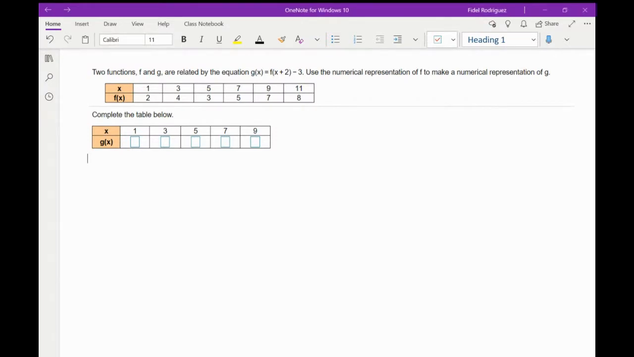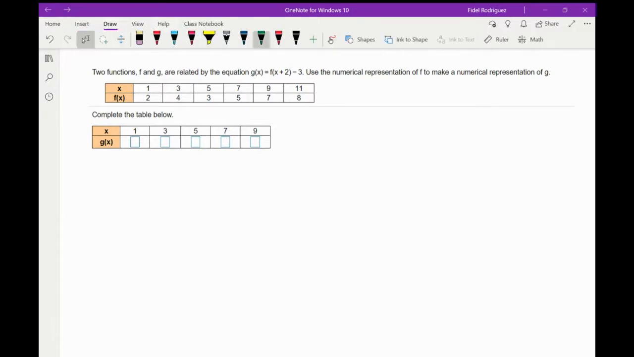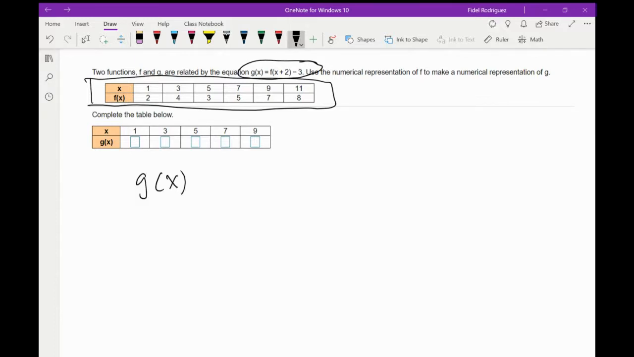Right. Okay. So all I did is I just put it in OneNote because now I can write on my screen. Okay. So let's take a look. Here's my function f, right? And what I want to do is come up with a table of values for the function g. So it tells me that g of x is equal to f of x plus 2 minus 3, right?